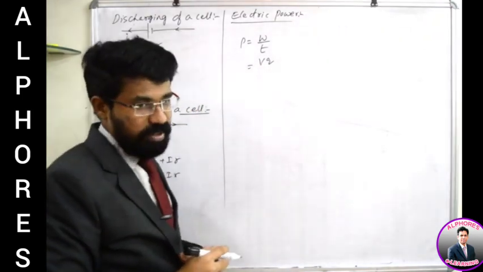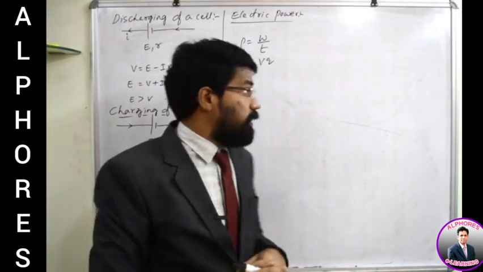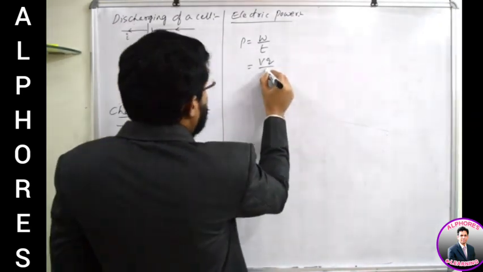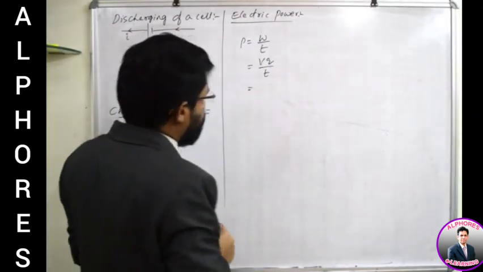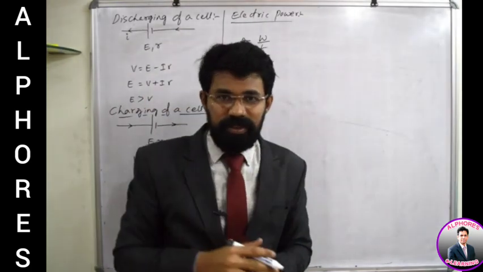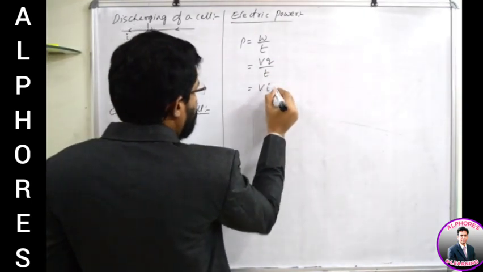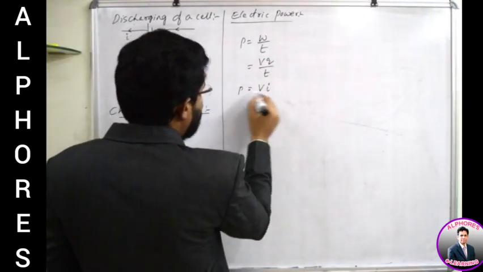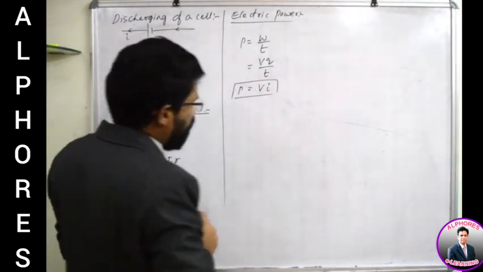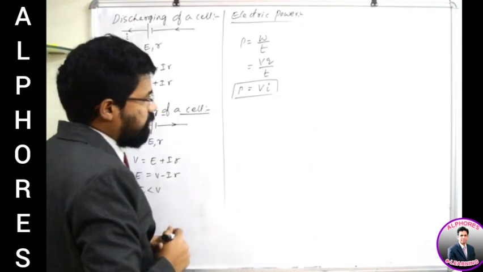This is what we have an idea regarding work done and potential from electrostatics, isn't it? So P is VQ by T. Here this Q is the average charge transported in the circuit in a time T. So this Q by T can be replaced with what? Current. So remember children, power is written as V into I, where V is potential difference and I is current.